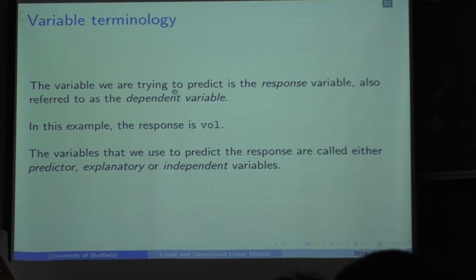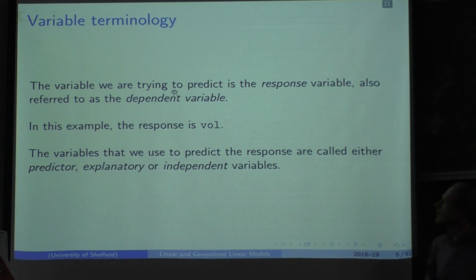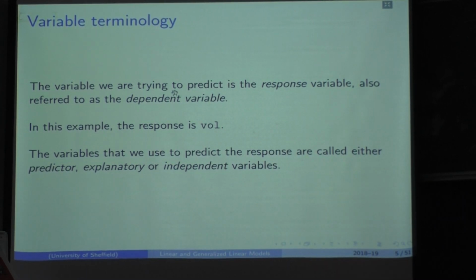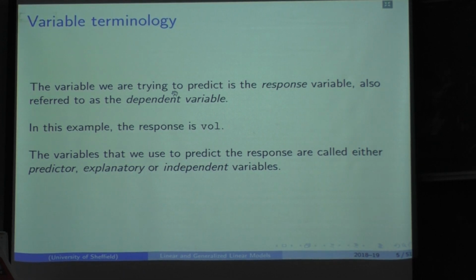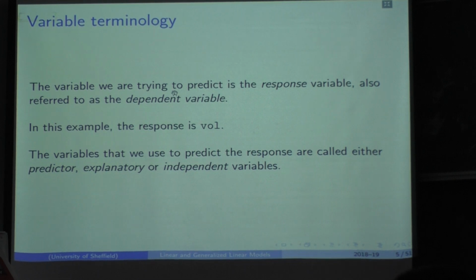So the other variables are ones that we're using to try and predict the response. So those are called independent variables, predictor variables, or explanatory variables. Okay, so perhaps these ones are particularly clear, the meaning, in terms of the fact we're using them to try to predict the response of the other variable, or to explain the values of the other variable.